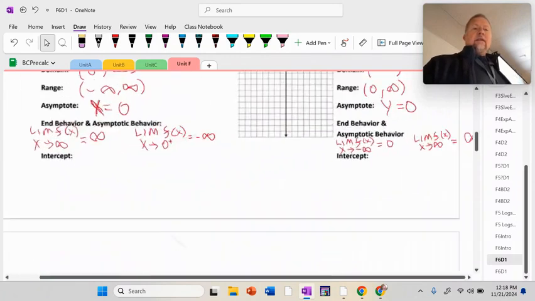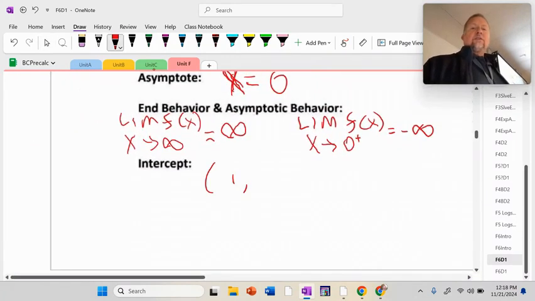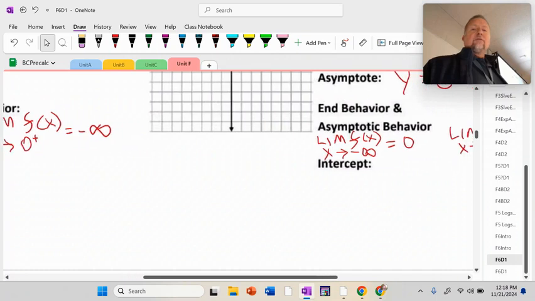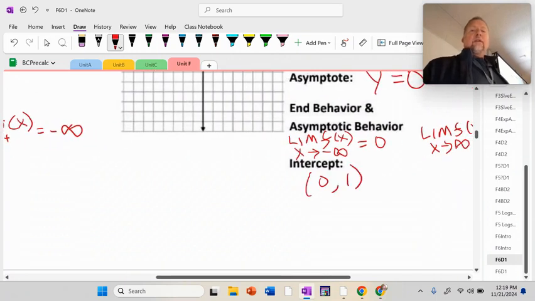All right, and then the intercepts, this one is (1, 0), whereas this one is (0, 1). And we get all that too. So really hammering the inverse point.